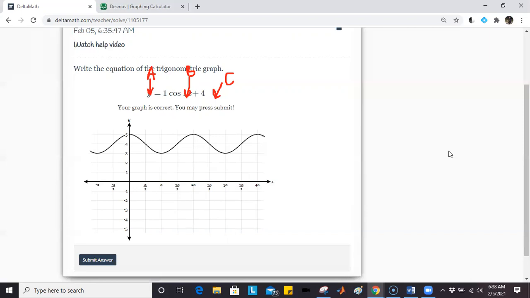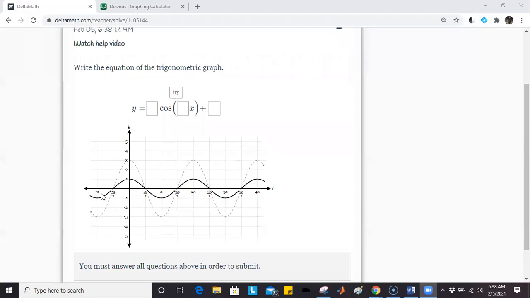Let's do another one. All right, so we've got our solid line, which is a cosine graph. We've got our dotted line, which is still going to be cosine. We're never going to switch from sine to cosine. That's not what's happening here. So let's check out our period first, our frequency of oscillation.